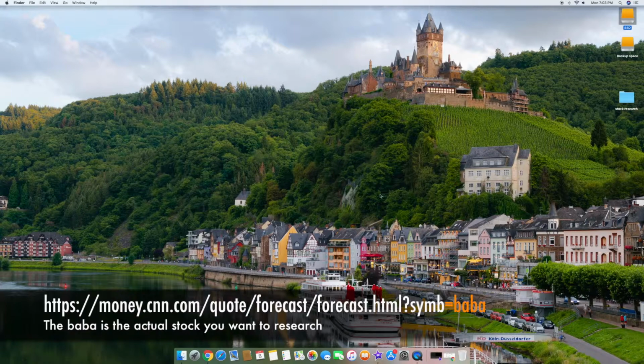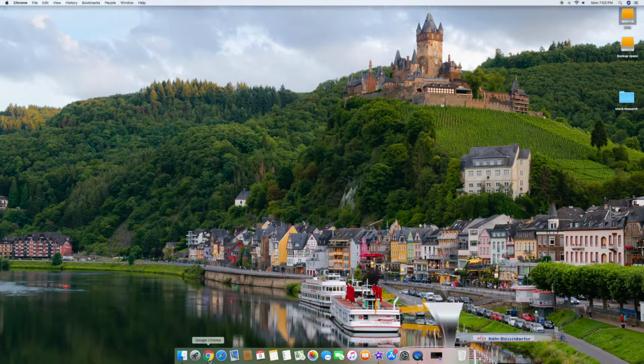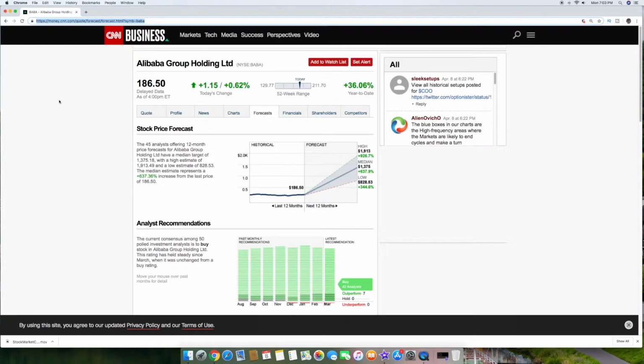So anyways, I have a couple stocks in there right now. I'm going to go ahead and pull them up. The tool is actually from CNN, believe it or not, and the link again is up here. At the very end of the link, it's going to have an equals symbol and then the stock symbol. In this case, it's BABA, which is Alibaba. But you could put in any stock you want up there, like Facebook or Duke, which is D-U-K, and then it'll change the screen.